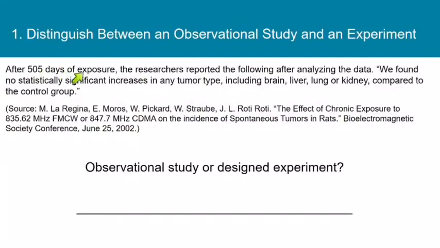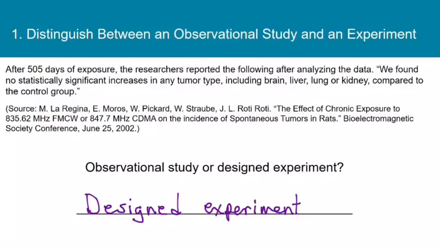After 505 days of exposure, the researchers reported the following after analyzing the data. We found no statistically significant increases in any tumor type, including brain, liver, lung, or kidney, compared to the control group. Okay, now in this case, the rats were intentionally chosen and placed in different groups, and different treatments were applied to each group. So this is definitely a designed experiment. In other words, the rats didn't choose which group they belonged to. The researchers chose which group the rats would belong to, and they chose which group would receive which treatment.